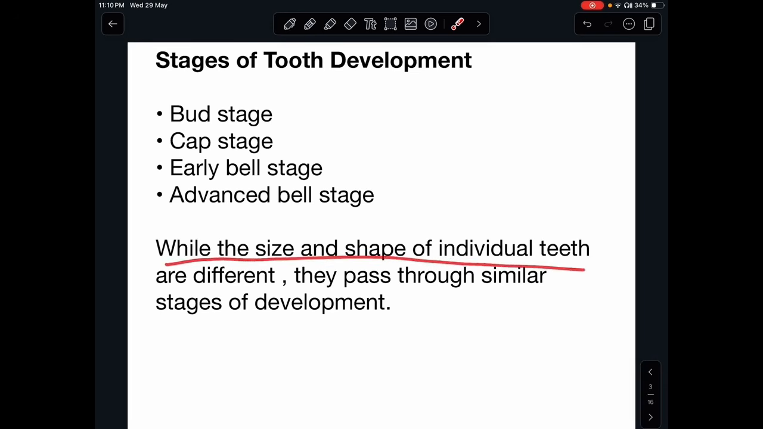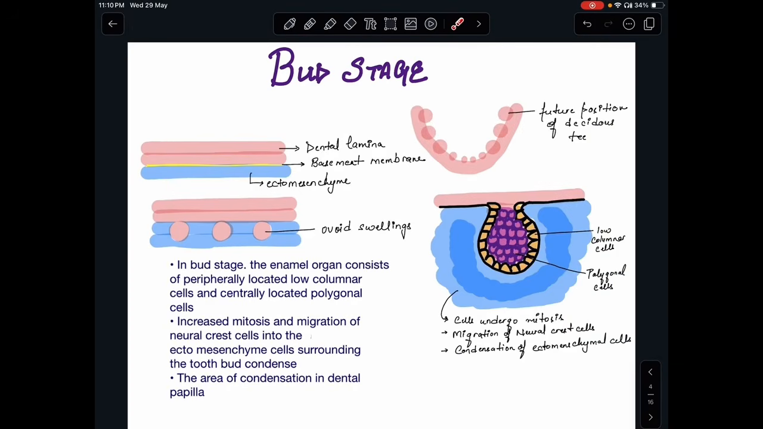There is this line in the organs which says while the size and shape of the individual teeth are different, they pass through similar stages of development. So as we know, the incisors are smaller and the molars are bigger, but they all have similar stages of development. Okay. Now moving on, the first stage, which is the bud stage.